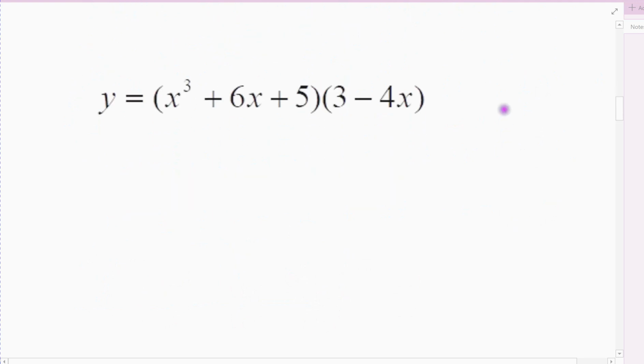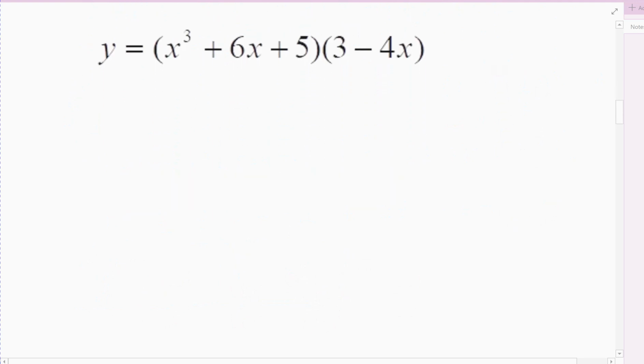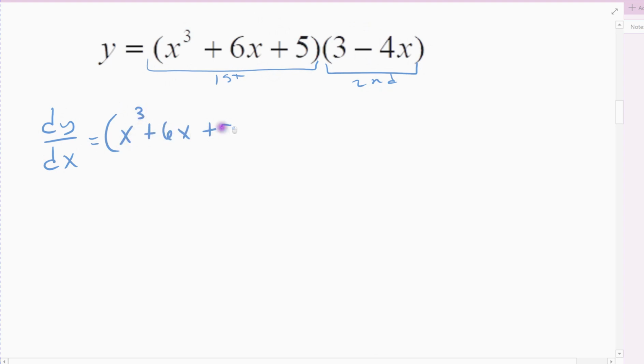All right, the second example I'm going to do with you. So again, I've got 2 distinct functions. I've got this first function that's a cube, and the second function. So this is the first, and this is the second. When I take the derivative, I only do one of those derivatives at a time. Again, I take the first times the derivative of the second plus the second times the derivative of the first. I write down the first as is without doing anything to it. It's just the first function, x cubed plus 6x plus 5.